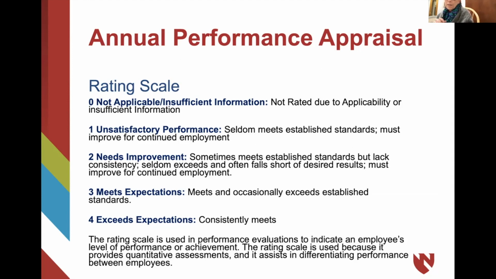If you give a 1, it's unsatisfactory performance. What that means is seldom meets established standards, must improve in order to continue employment. A 2 is needs improvement. What that means pretty much is sometimes it does, sometimes it doesn't. You need to be consistent in your performance. And that's what that one says. And then the 3, they're doing their job, meets expectations. They're just doing their job, and once in a while they exceed established standards.